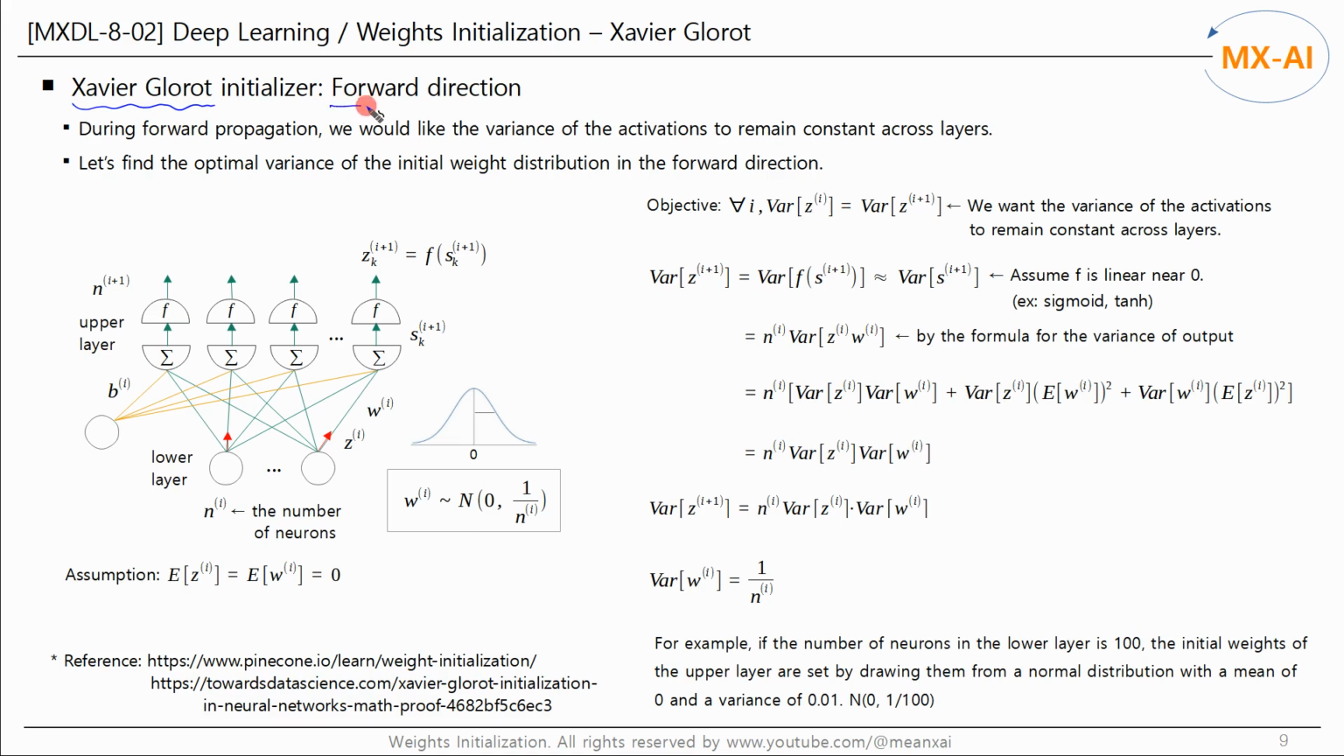First, let's consider forward propagation in a neural network. During forward propagation, we would like the variance of the activations to remain constant across layers. Let's find the optimal variance of the initial weight distribution in the forward direction. Let's consider a subnetwork consisting of a lower layer and an upper layer as shown below.